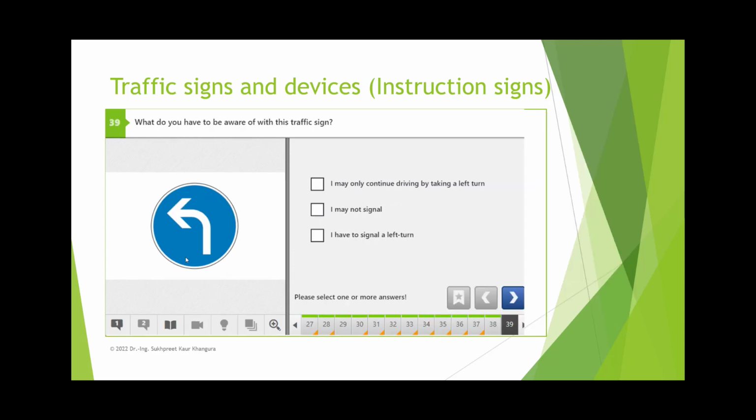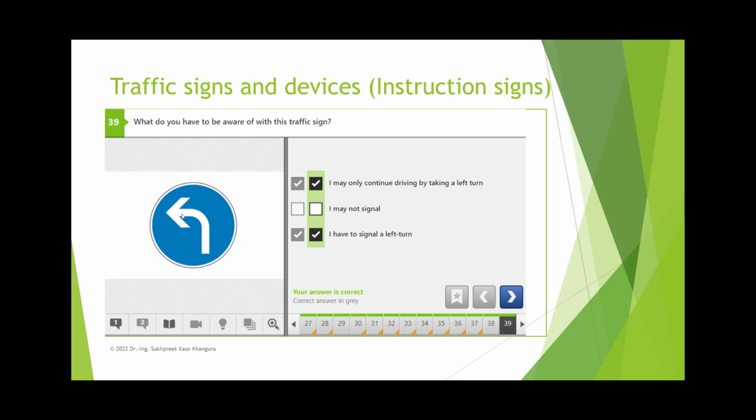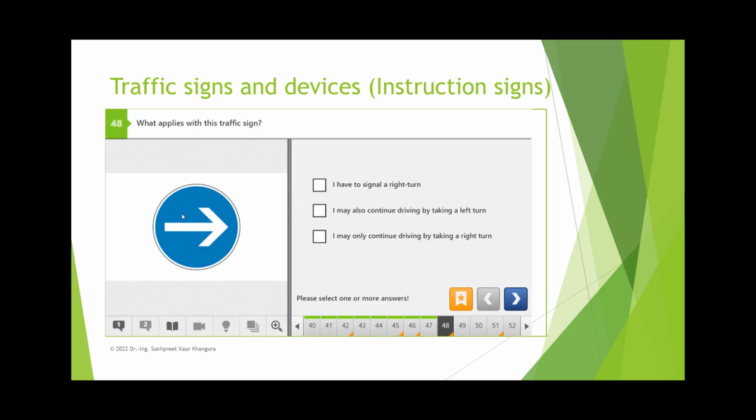Going towards the next. What do you have to be aware of with this traffic sign? Without looking at the options, what we must be aware of, that we can only move towards the left and then we have to indicate. I may only continue driving by taking a left turn. This is correct. I may not signal. This is wrong. I have to signal left turn. Yes. Always remember when you see these arrows, the arrowhead points towards the direction in which you can move and you always have to indicate. First and third options are the correct ones.